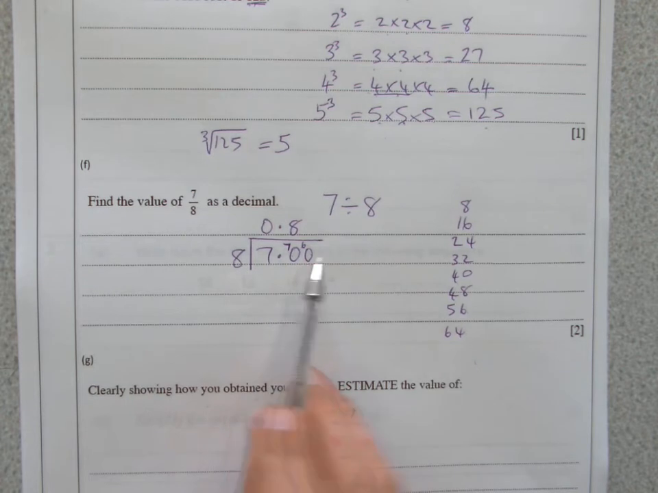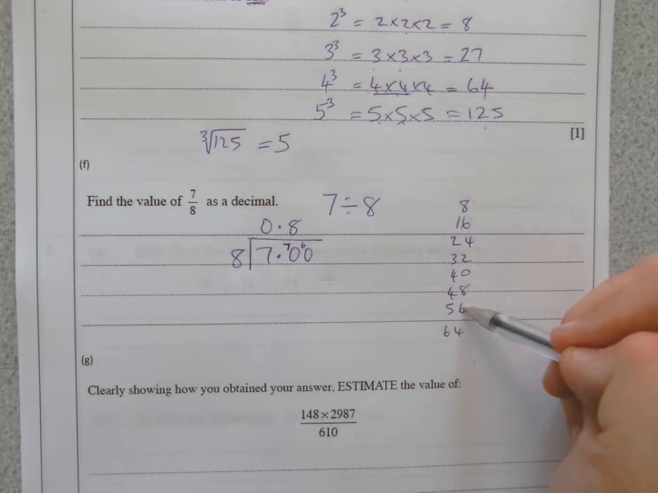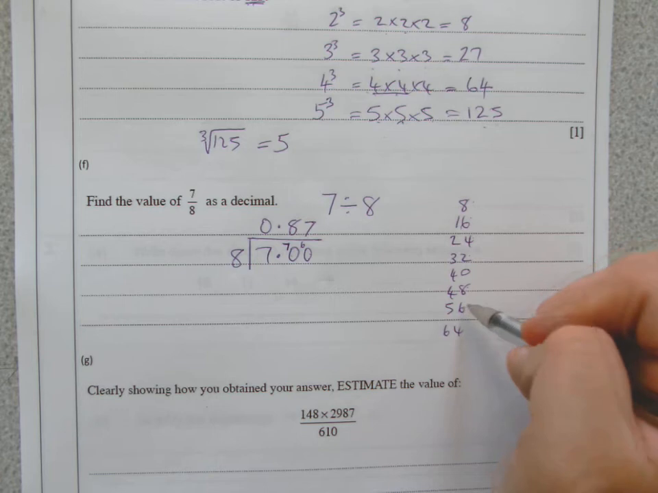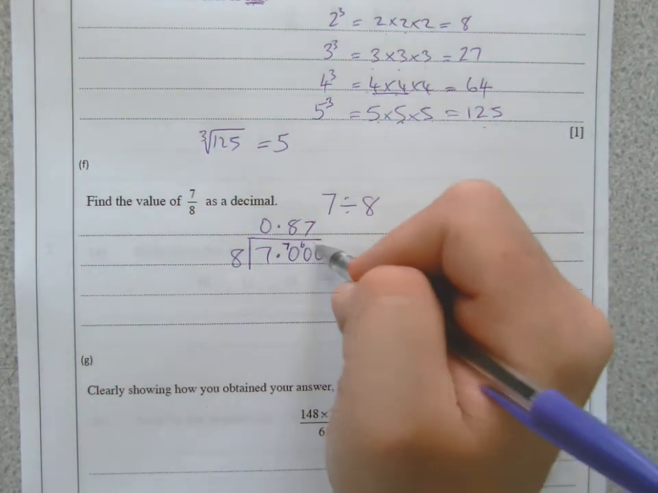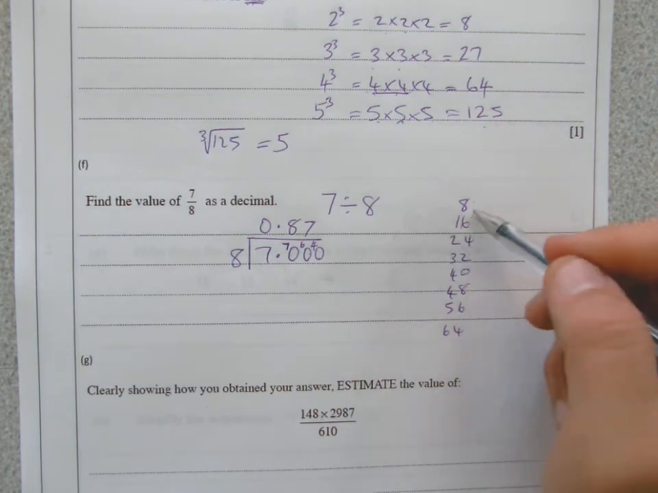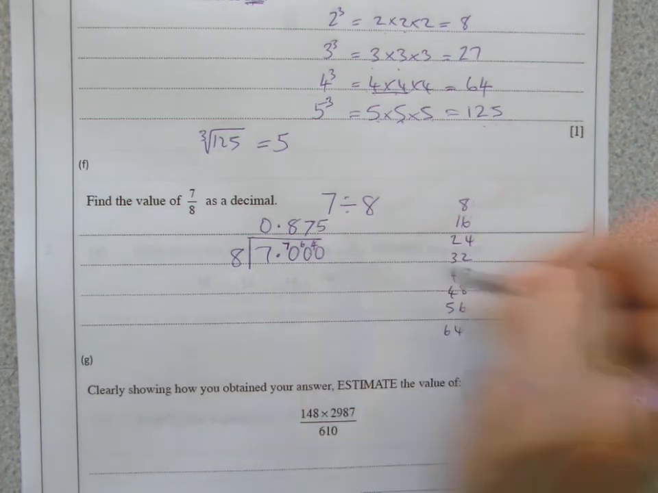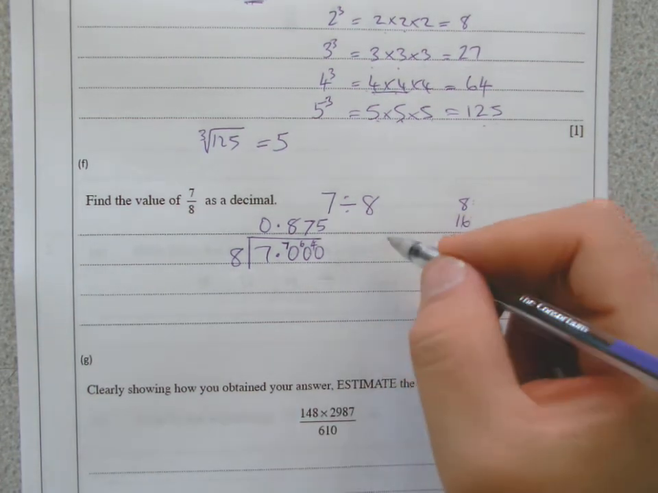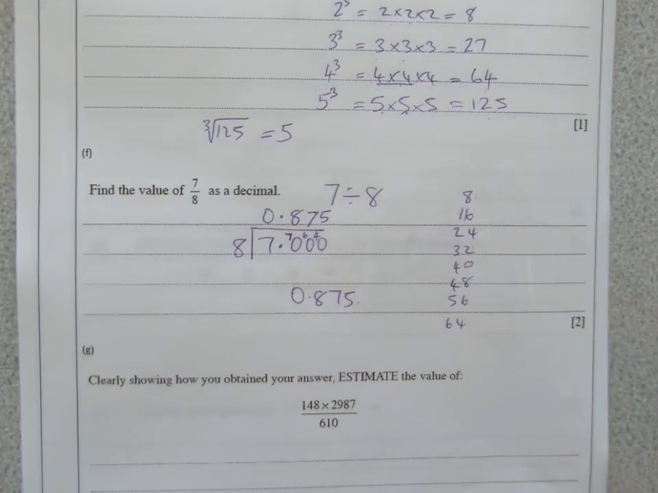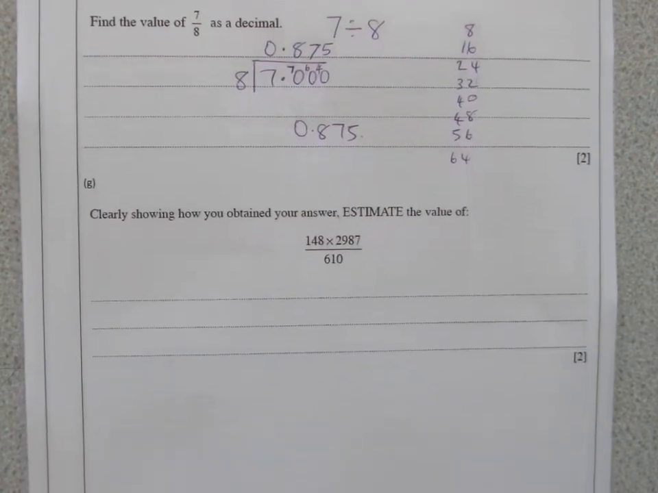So 8 into 60, once, twice, 3, 4, 5, 6, 7 times, gives me 56, and there's 4 left over, so I put a big 0 and the 4 then. And then 8 into 40, well, how many times does 8 go into 40? Let's use this, 1, 2, 3, 4, 5. It goes into it 5 times exactly. So it goes in exactly, which means there's nothing left over. You get your answer up here, 0.875.